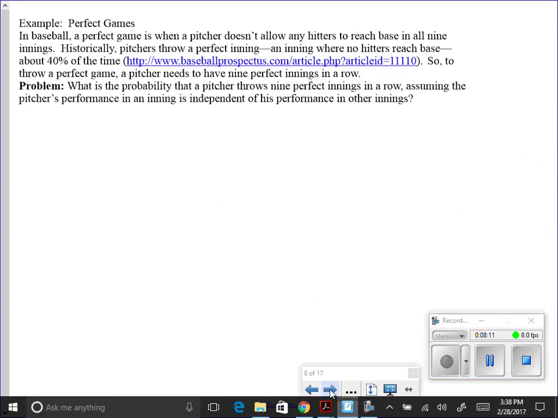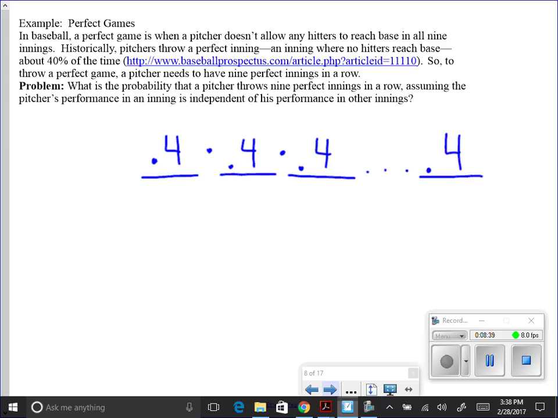All right, this next example asks, what's the probability that a pitcher throws 9 perfect innings in a row, assuming the pitcher's performance in an inning is independent of his performance in another inning? Since it's independent, I can just do the probability of throwing a perfect inning times the probability of throwing a perfect inning, and keep going until I've done this 9 times. So essentially, I'm doing 0.4 to the 9th. The probability of throwing a perfect game would be 0.0003.